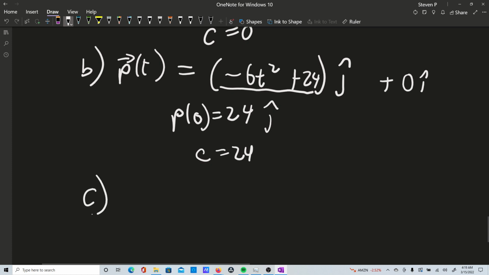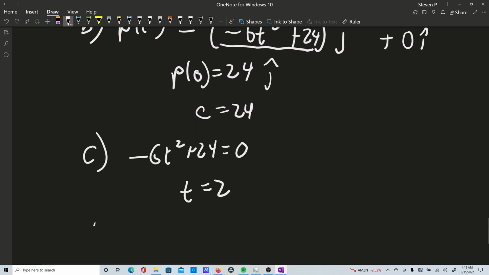Now it's asking you to figure out when it touches the ground. So just solve for minus 6t squared plus 24 is equal to 0. You get t is equal to 2, I think. And now it's asking you the speed, right?